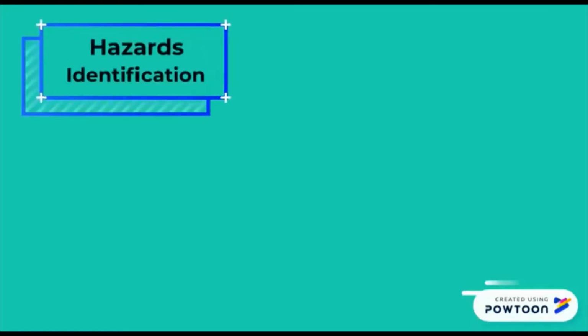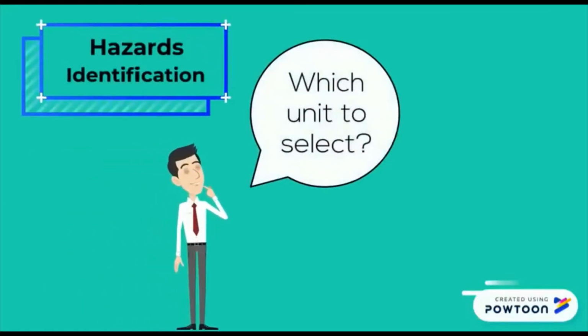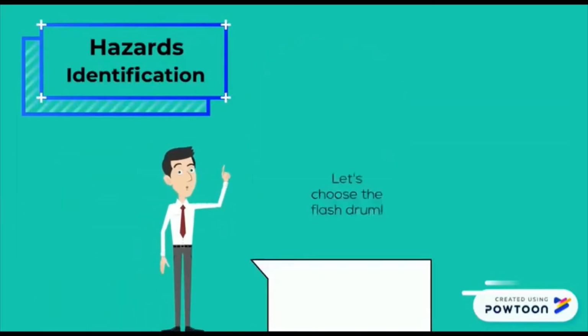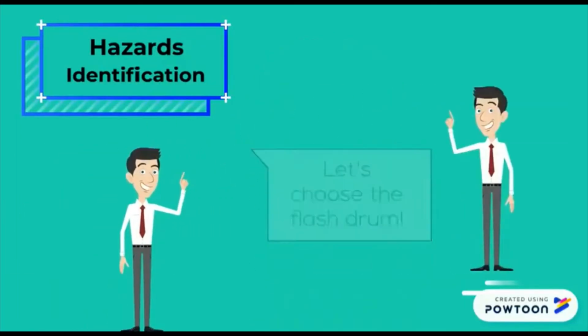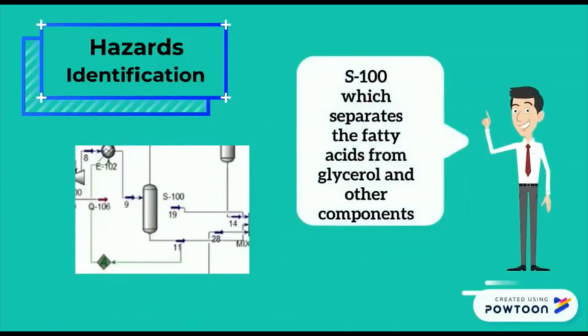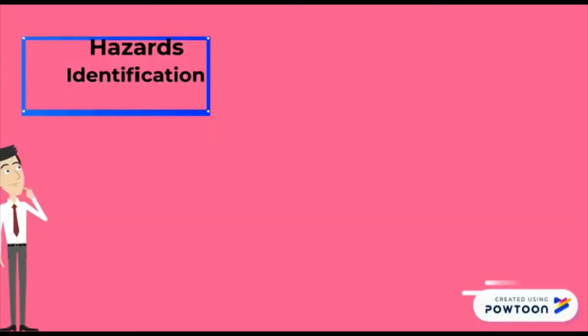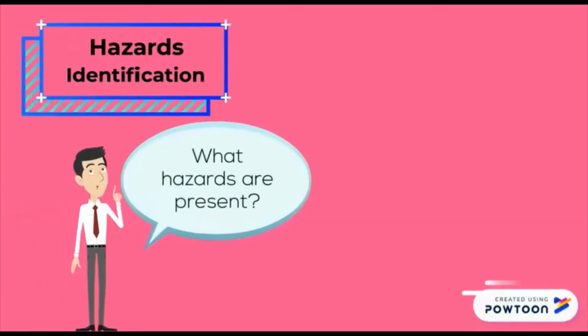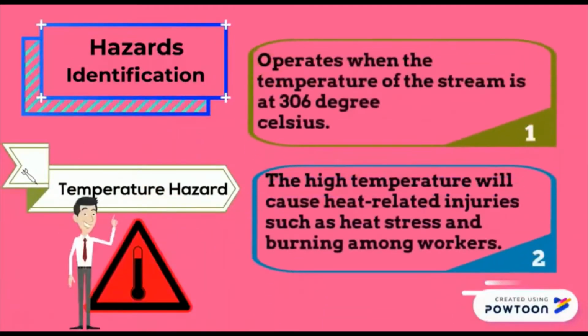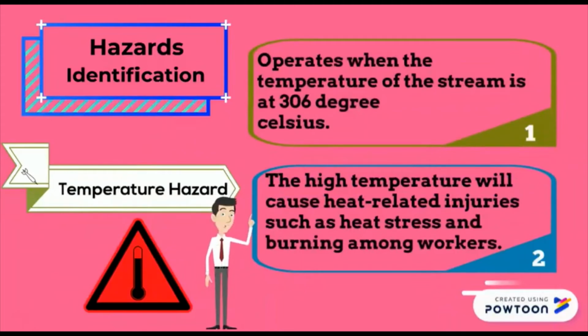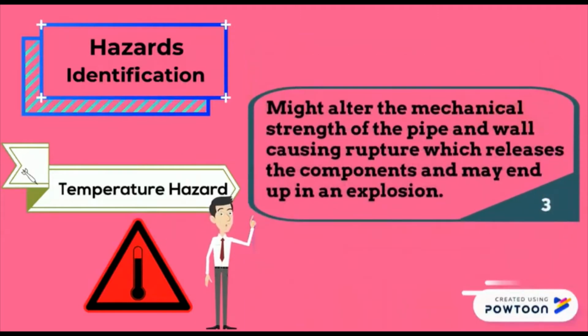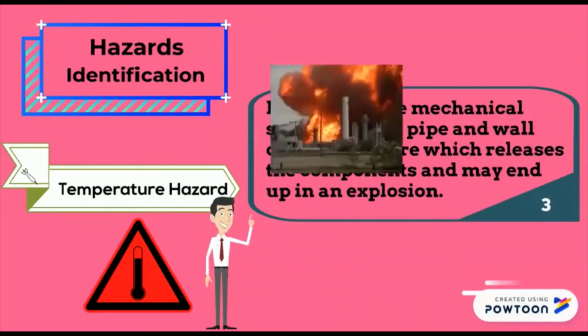Hazards identification. But which unit to select? Let us choose the flash drum. The flash drum is S100, which separates the fatty acids from glycerol and other components. What hazards are present in this unit? Temperature hazard. This unit operates when the stream is at 360 degrees Celsius, and a high temperature will cause heat stress and burning among workers. Next, it might also alter the mechanical strength of the unit, causing component release, which may end up in an explosion.